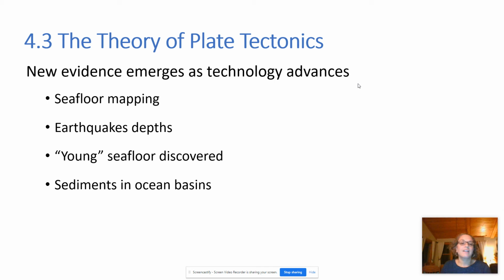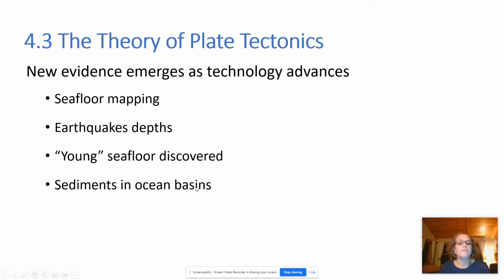So for example, seafloor mapping, our ability to map the seafloor using things like sonar, and to record earthquakes and estimate their depths. Young seafloor was also discovered. Previously, the idea had been that the continents and ocean basins were very old, but the lack of thick sediment deposits in the ocean basins indicates that they have not been accumulating sediment for a long period of time.